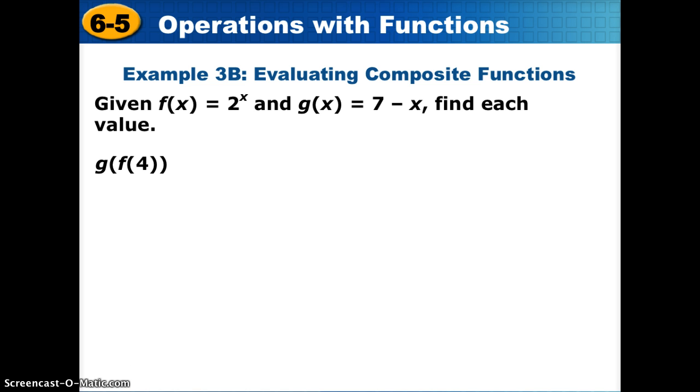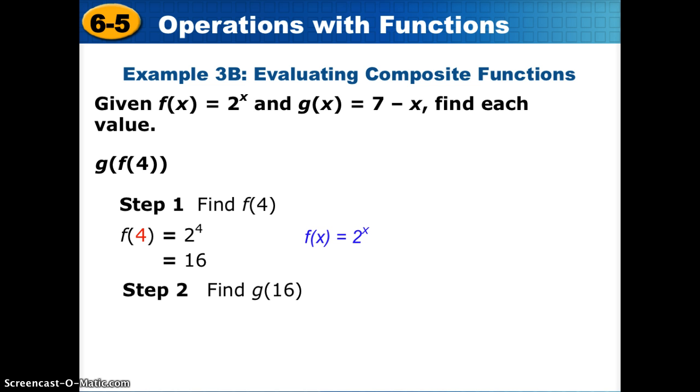All right, let's take a look at another example. And we're going to use the same two functions, but we're going to do them in the reverse order. So g of f of 4 means we're starting out by evaluating f of 4 first. And of course, 2 to the fourth power gives us 16. We're going to take 16 and insert it into g. So g of 16 is 7 minus 16, giving us negative 9.